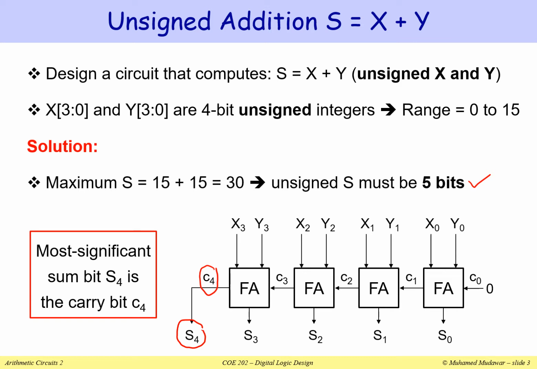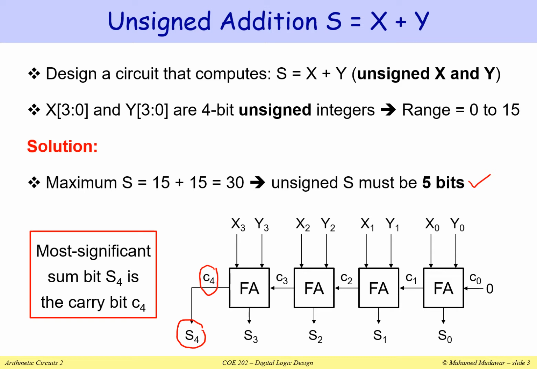So we use the carry as the most significant bit when we are adding unsigned integers. So the final sum consists of 5 bits, from S0 to S4. So these are 5 bits, and the 5 bits will give you the exact sum of the unsigned integers.